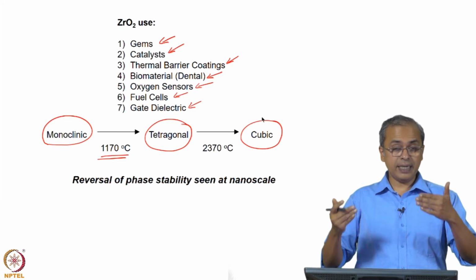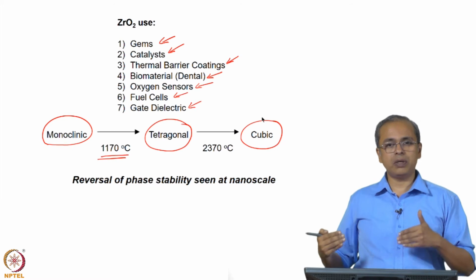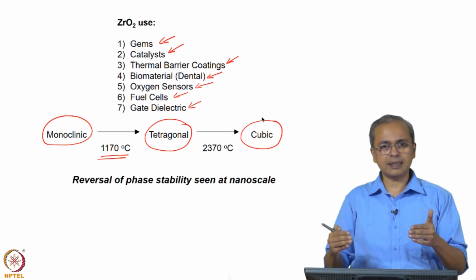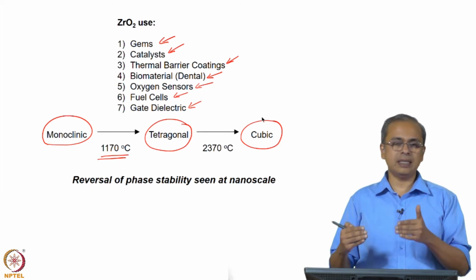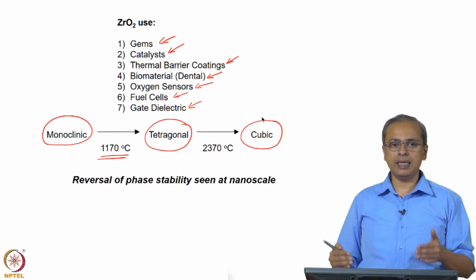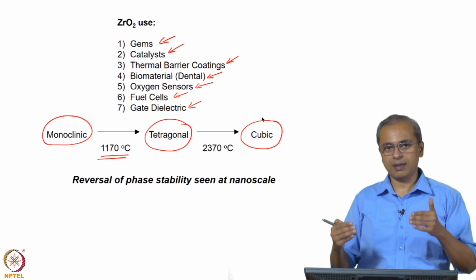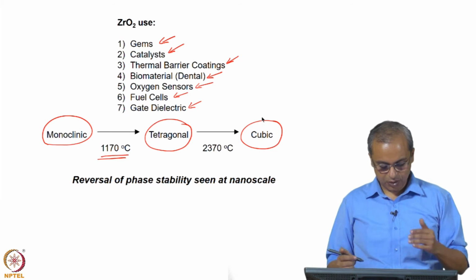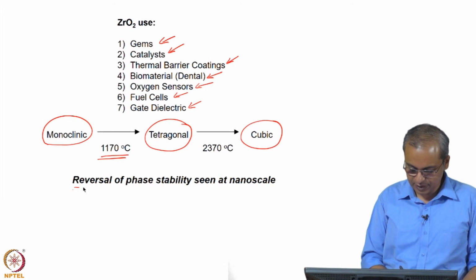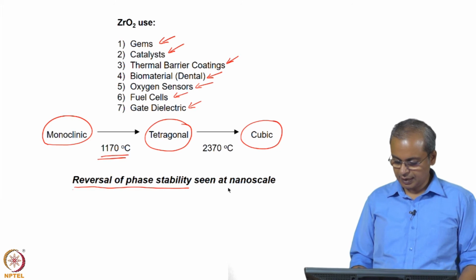But when you take the same material and you go to the nanoscale of it, you have done nothing other than change the crystal size. No other change you are making; you are not changing the composition in any way, you are simply changing the crystal size. If you change the crystal size, it turns out that suddenly there is a reversal of phase stability that is seen at the nanoscale.